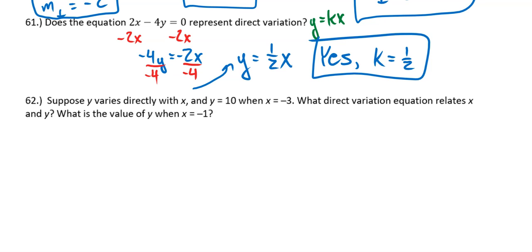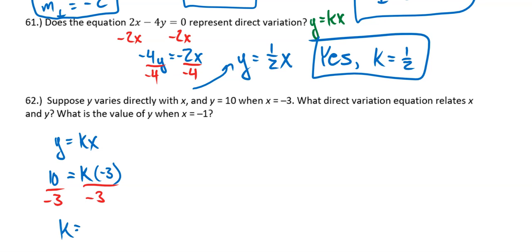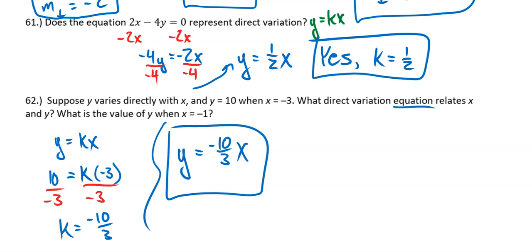So if I think about this from this perspective, y equals kx is the format for direct variation. And it's telling me when y is 10, x is -3. That's enough information for me to find the k value, the rate of change, the slope, the constant of variation. I do that simply by dividing each side by -3. So k equals -10/3, which means the equation is y equals -10/3 x, and that's it. Okay, so that's the equation.